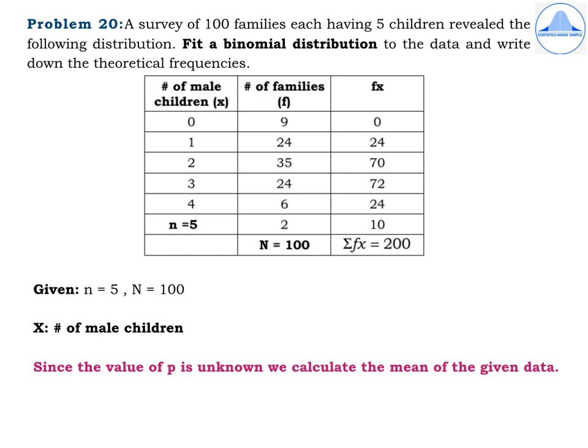The last value in the X column will be small n, which is equal to 5. Number of families, you mark it as F. And when we total up these frequencies, you get capital N equal to 100. So write the first step, given small n equal to 5, capital N equal to 100.